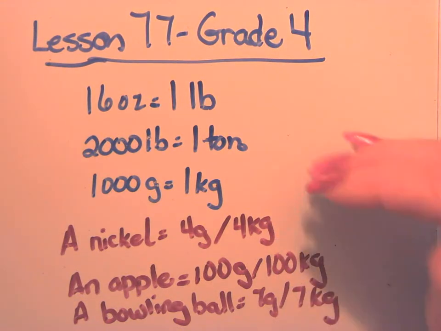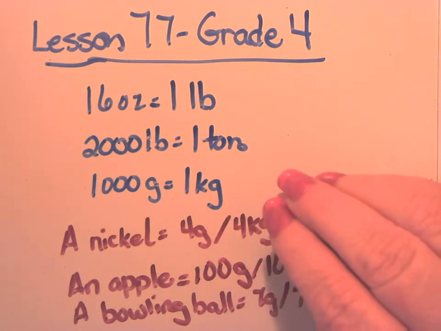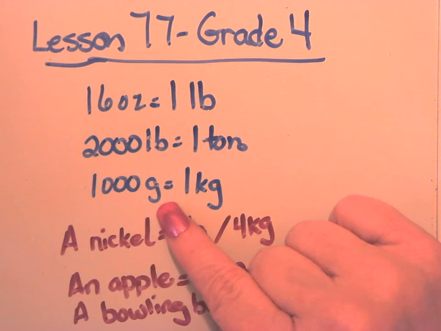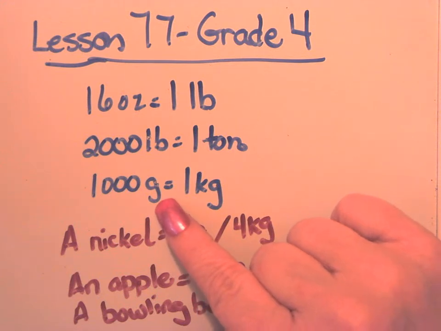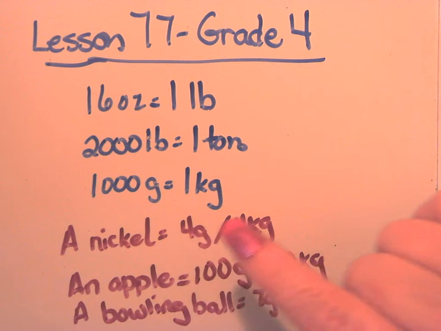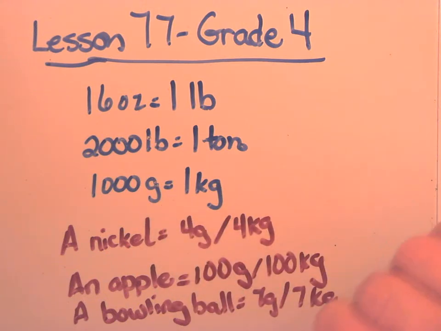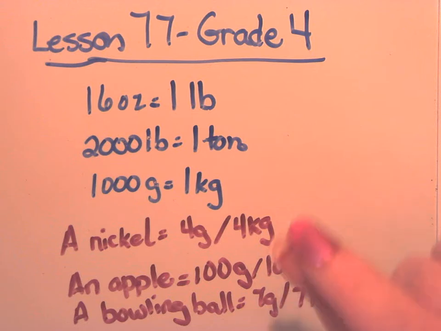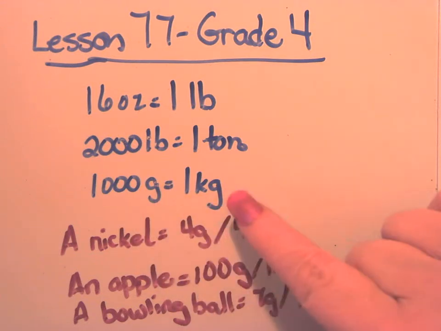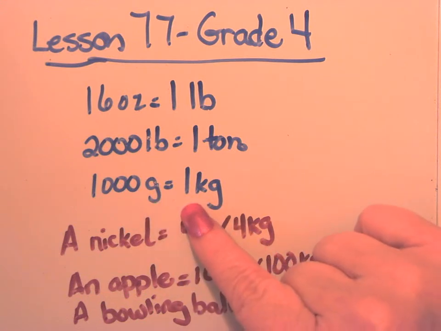When we get to the metric system, when you measure something that is in the metric system, you use grams or a form of grams, like kilograms or milligrams. You're going to use something with grams in it. And that's our major unit of measurement, grams. And 1,000 of those grams equals 1 kilogram. So 1,000 grams is 1 kilogram.